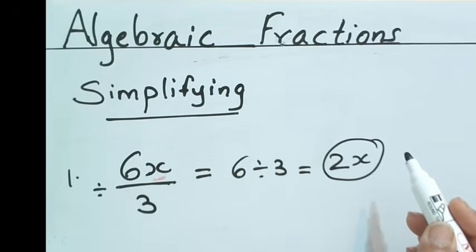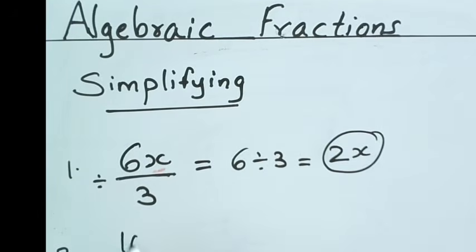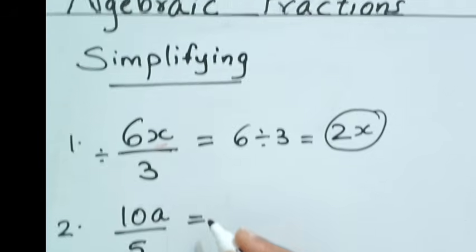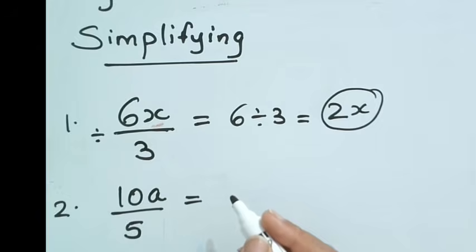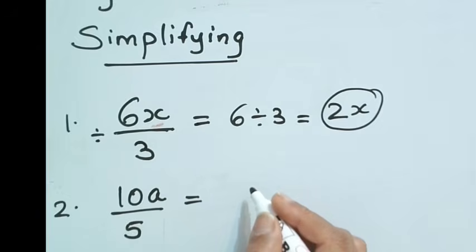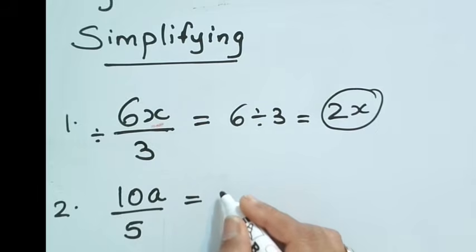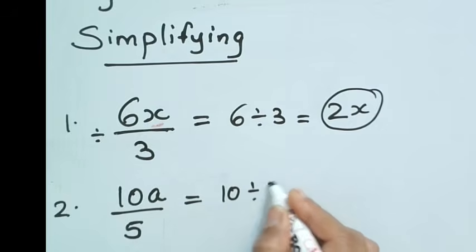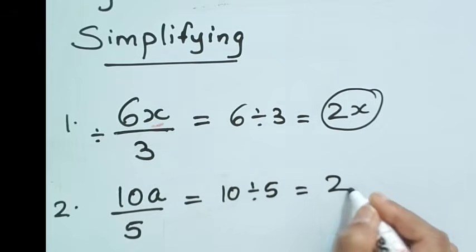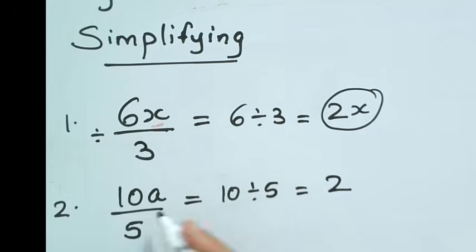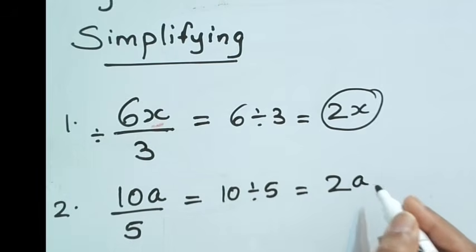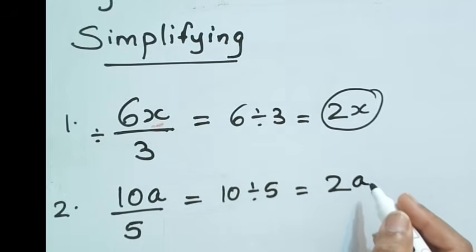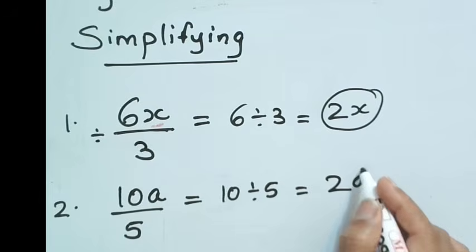Let's see one more question. Exam style question, you can get 10a over 5. Have a go and let me know the answer. Yes, perfect. This will be 2a. So you will just divide number to number. So you will say 10 divided by 5. You get 2 and you are going to carry the letter to your answer. It will be 2a. Right? Perfect.